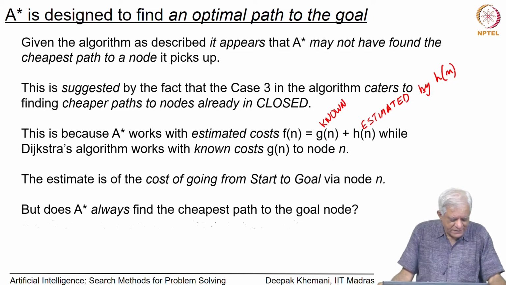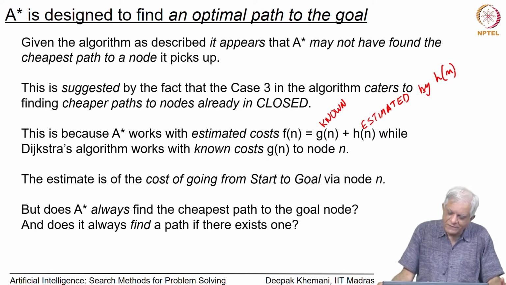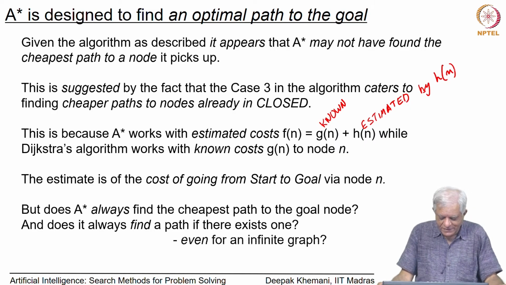And the other related question is: does it always find a path if there exists one? What if the graph is infinite? If the graph is infinite, but there is a path to the goal node, does it guarantee that it will find the path to the goal node?